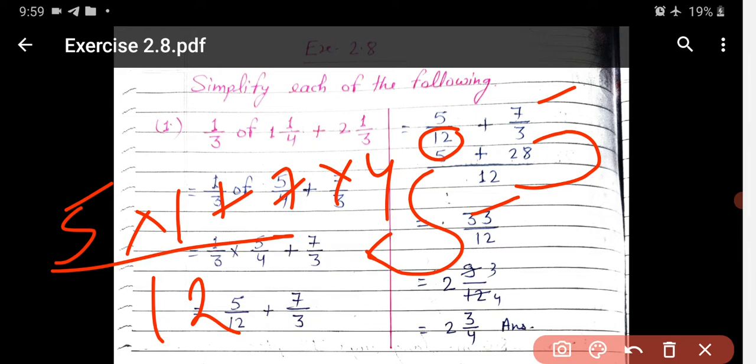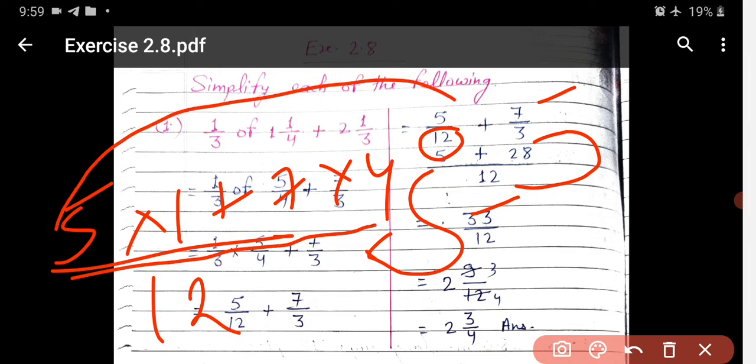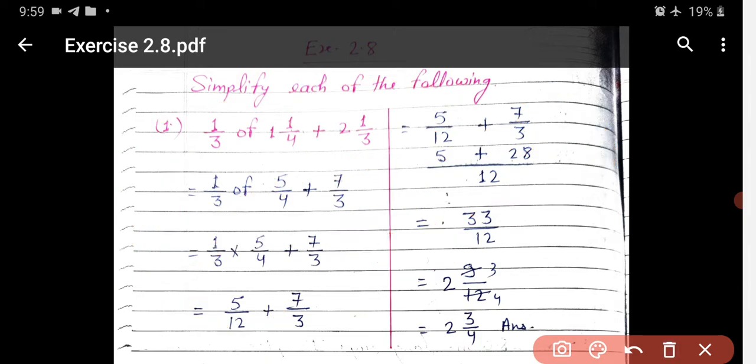Okay, again I will explain: write the LCM on the lower side, write the first number here. Now check in the table of 12, it will come 1 time, so multiply by 1, write plus, write 7 as it is. Now check the lower number, in the table of 3 it will come 4 times. Now when you solve, 5 ones are 5, 7 fours are 28, so write 5 plus 28 upon 12. It becomes 33 upon 12.